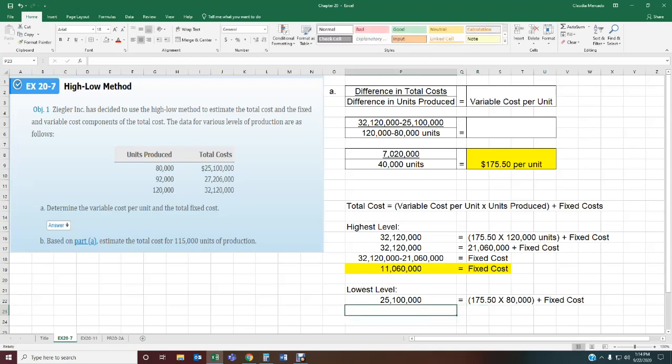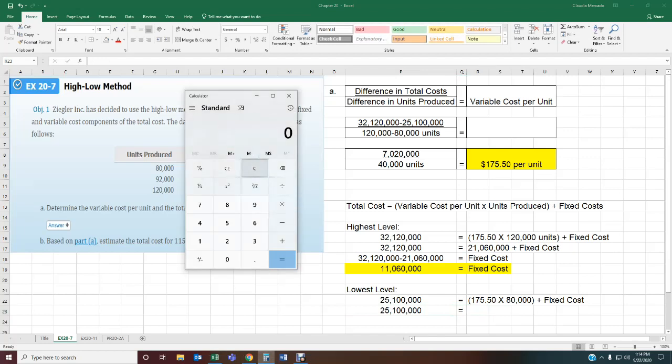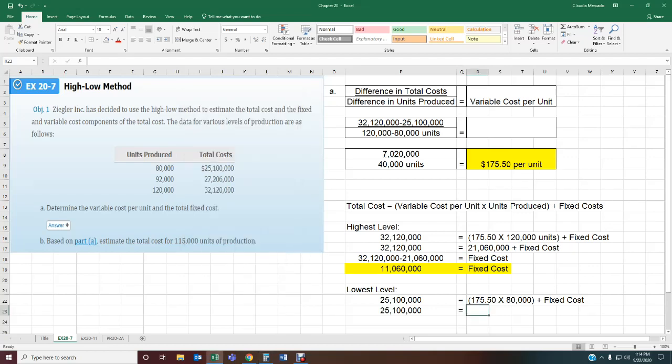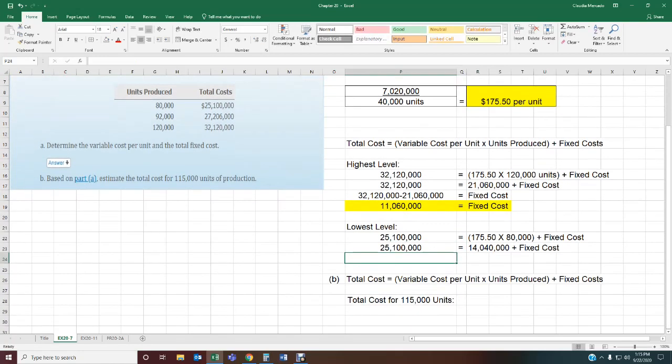Okay. So now I have to solve. Okay. So let's get our calculator out. So 175.50 times 80,000. That gives me 14,040,000 plus my fixed cost. Okay. Now I'm going to solve for the fixed cost. So I'm going to get my 25,100,000 minus my 14,040,000. And that is going to give you your fixed cost.